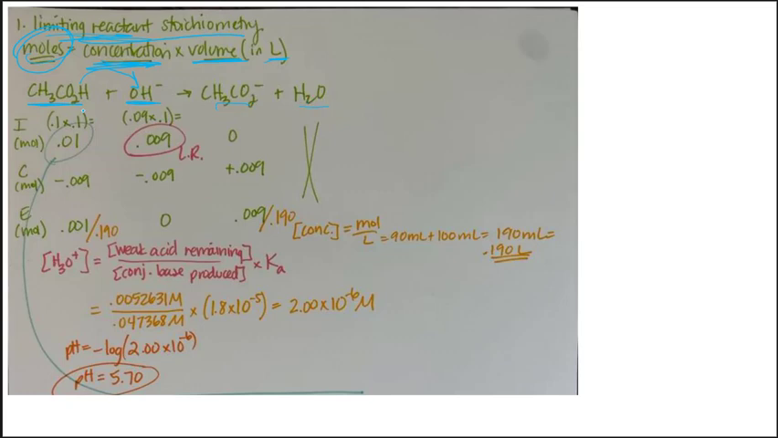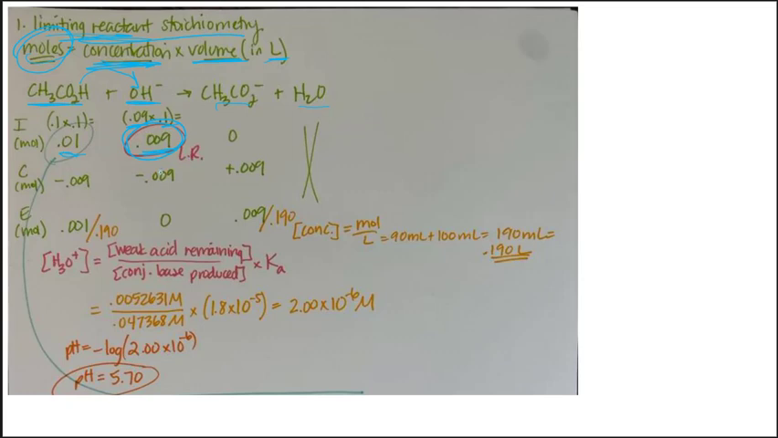So let's look at moles for our acid. We knew that we have 100 milliliters, so 0.1 times its concentration, which was 0.1. So we have 0.01 moles of acetic acid. We were told that we put in 90 milliliters, or 0.09 liters, of 0.1 molar hydroxide. So that's 0.009 moles. Our limiting reactant in this case is the smaller of the two numbers.